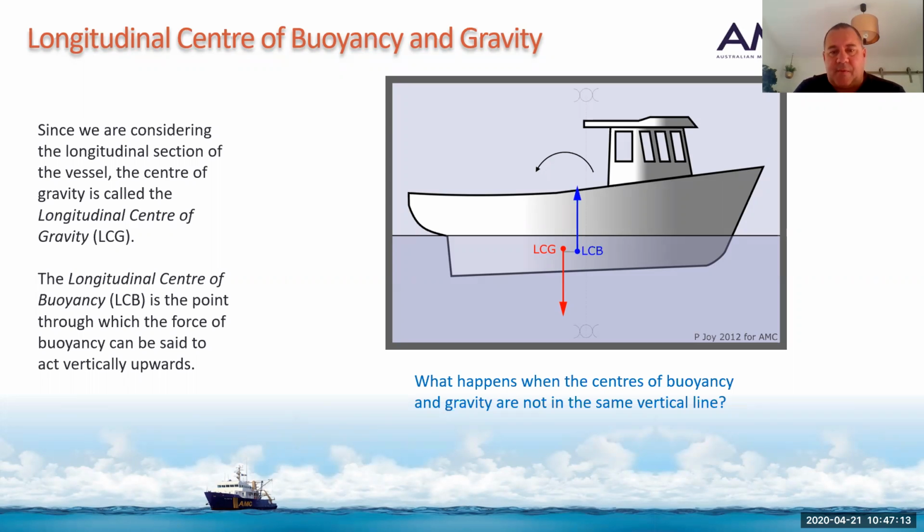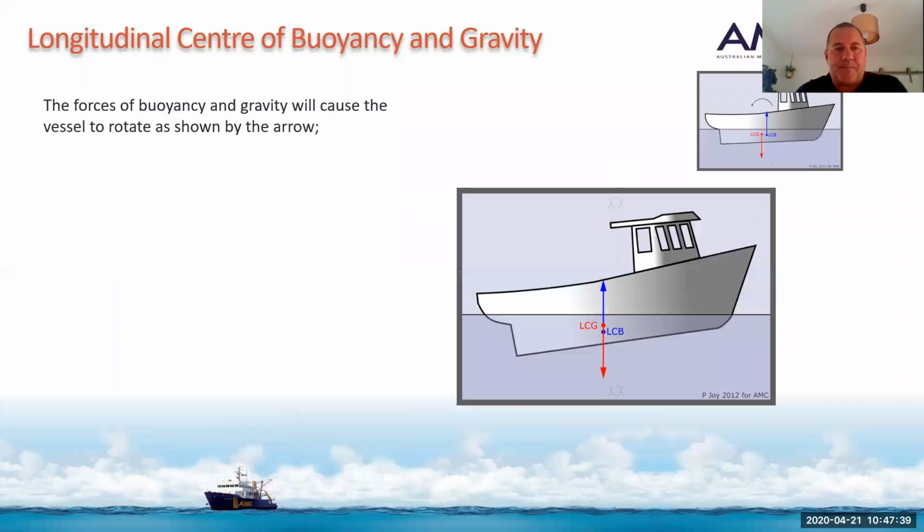So here, this picture shows what happens when the centre of buoyancy and gravity are not in the same vertical line. We know that if we put a weight somewhere, the centre of gravity will move towards the weight. So in this case, you could probably say that there's a weight being added to the back deck. The centre of gravity moves towards that weight. The vessel will start to trim by the stern, and the centre of buoyancy will move until it finds the centre of the underwater portion of the hull in line with the centre of gravity.